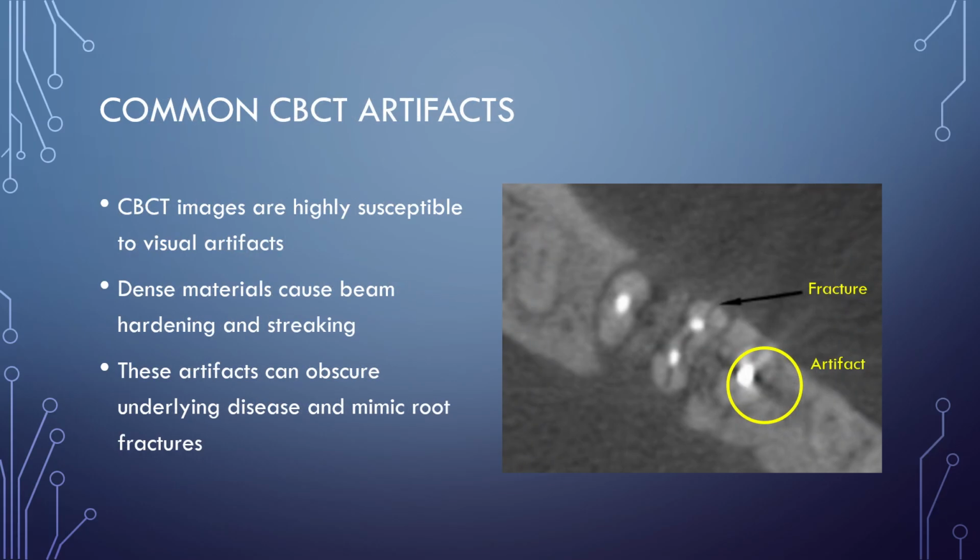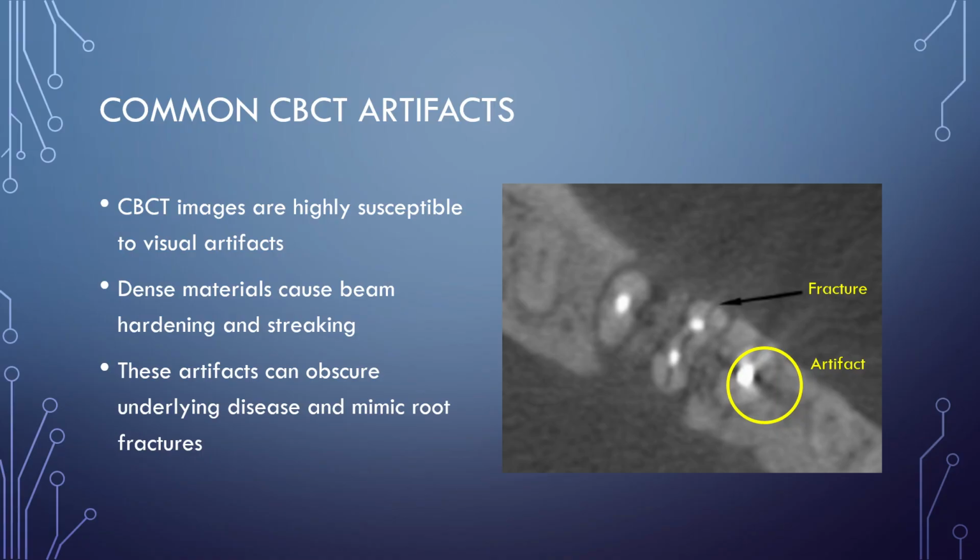While Cone Beam Computed Tomography is an incredibly powerful diagnostic tool, we must approach image interpretation with a clear understanding of its limitations. CBCT images are highly susceptible to various artifacts that can severely degrade image quality and ultimately complicate or even prevent an accurate diagnosis. In endodontic imaging, the most common and troublesome artifacts you will encounter are beam hardening and streaking.